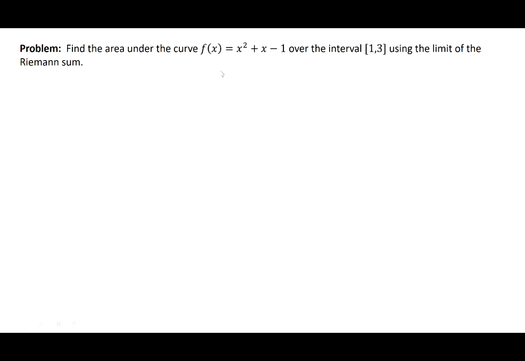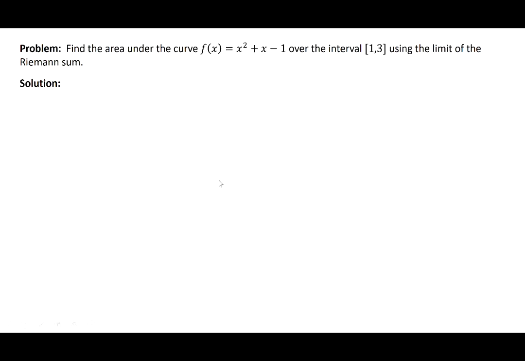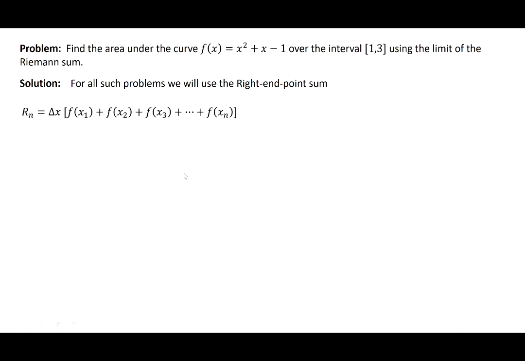Find the area under the curve f of x equals x squared plus x minus 1 over the closed interval [1, 3], using the limit of the Riemann sum. We will always use that right endpoint sum. What's that right endpoint sum? This guy: delta x times sigma i equals 1 to n of f of x sub i. Okay, that's what we will use, where delta x is this and all that.